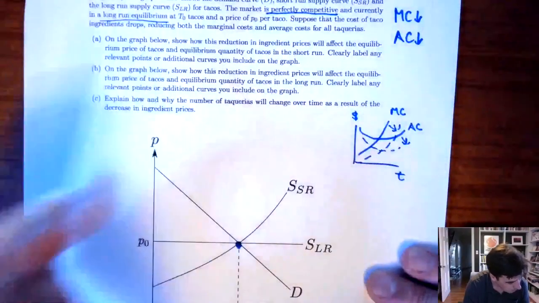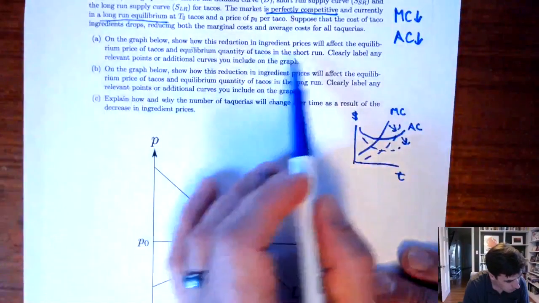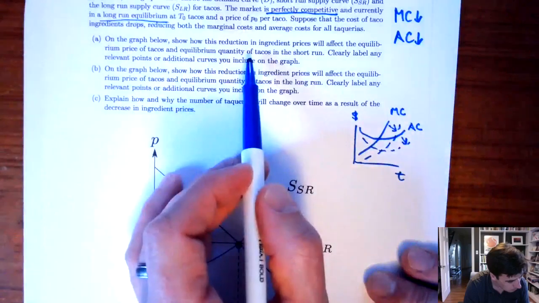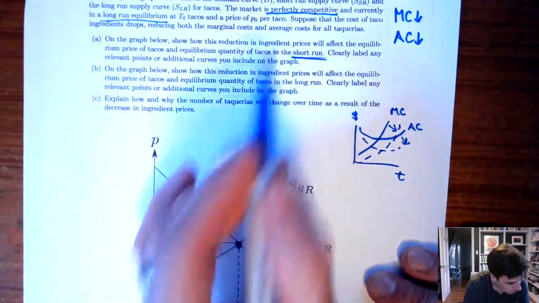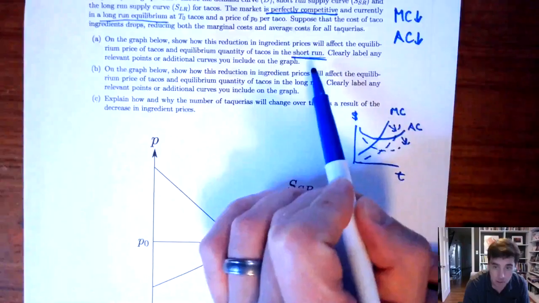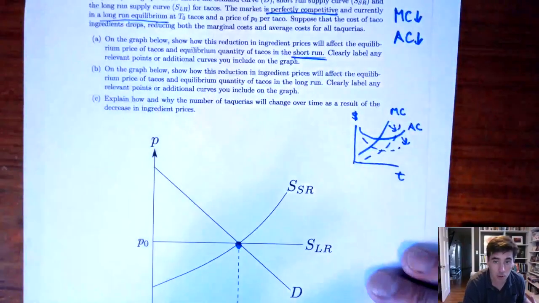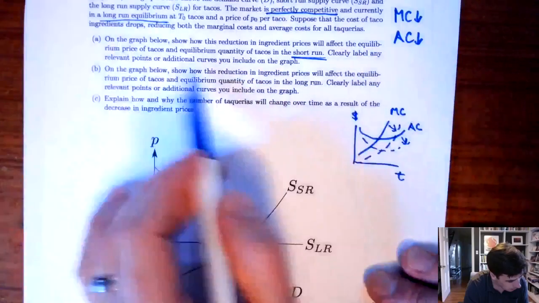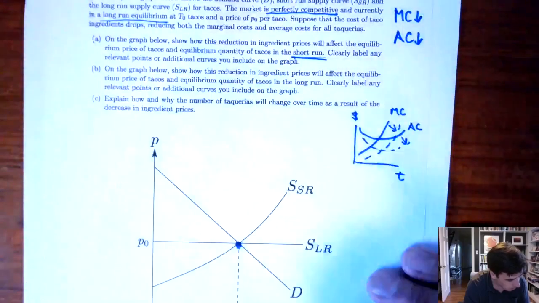So now in part A, on the graph below, show how this reduction in ingredient prices will affect the equilibrium price of tacos and equilibrium quantity of tacos in the short run. So I want to make certain, identifying the question, whether we're talking short or long run. So here we know we want to do short run. Clearly label any relevant points or additional curves you include on the graph.